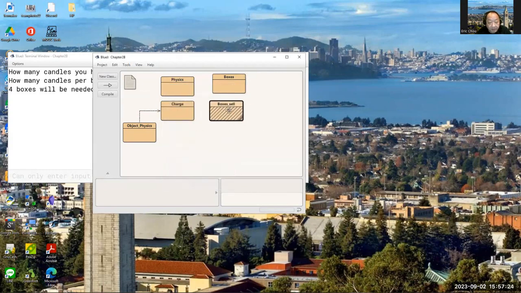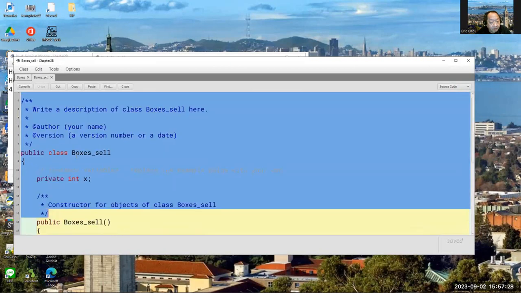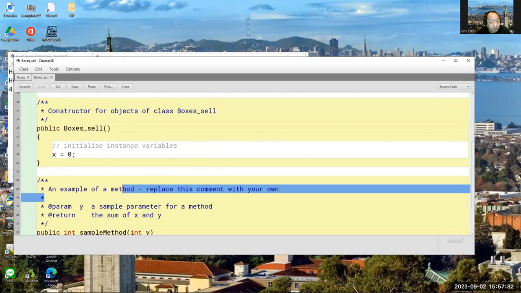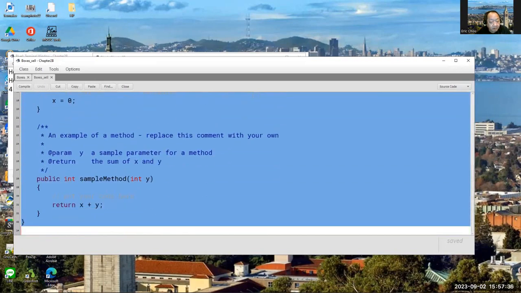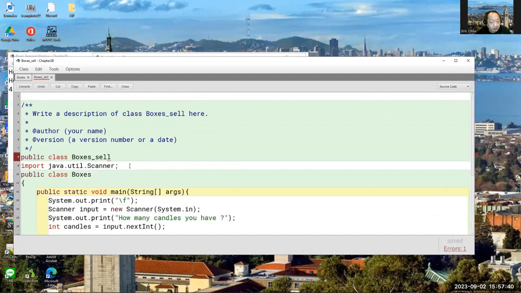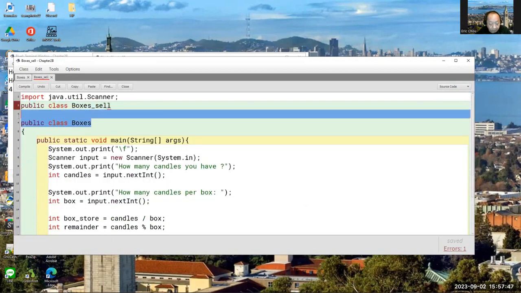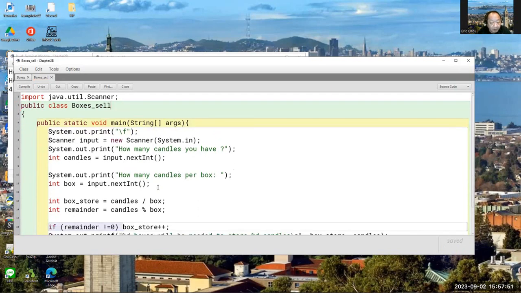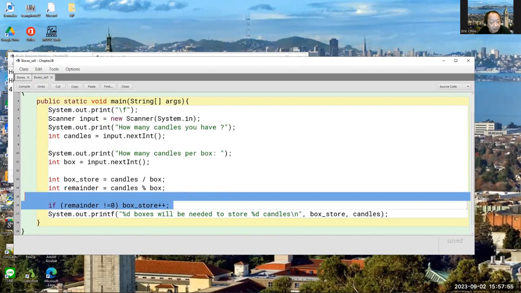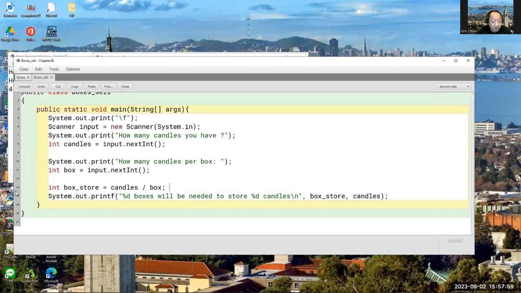So let me create a class called boxes to sell. Okay, this one was changed to here, and then how many boxes. So we would like to calculate how many boxes you can sell. Let's call it box to sell. So these boxes can be sold for this many candles.